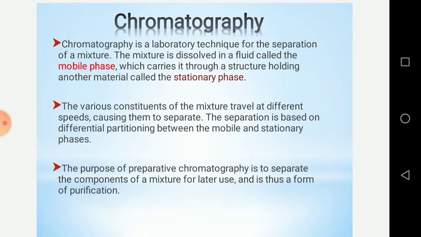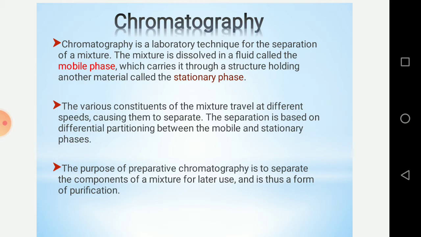Before understanding thin layer chromatography, we will just look at what is chromatography. Chromatography is a laboratory technique for the separation of mixture. The mixture is dissolved in a liquid called mobile phase, which carries it through a structure holding another material called stationary phase. The various constituents of the mixture travel at different speeds, causing them to separate. The separation is based on the differential partitioning between the mobile phase and the stationary phase.